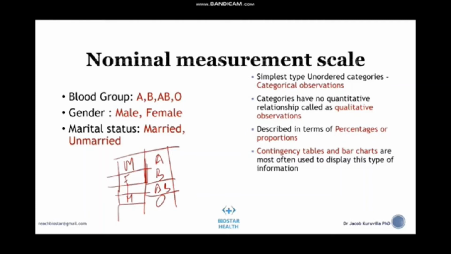This type of nominal measurement is usually presented in the form of a bar chart or a pie chart. To summarize, you can use either proportions or percentages. For example, the percentage of males in your entire population, percentage of females in your entire population, percentage of persons having A group blood, percentage of persons having AB group blood. So this is about the nominal measurement scale.